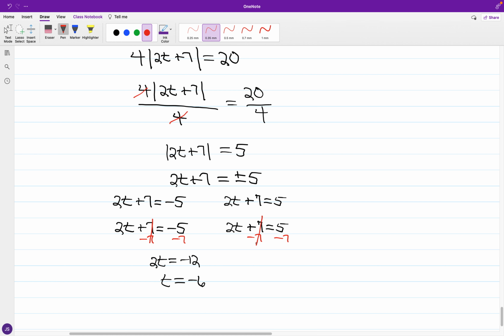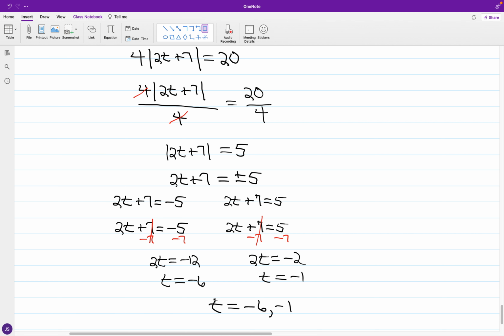And for 2t plus 7 is equal to 5, if I take 7 away, we'll have that 2t is equal to 5 minus 7, that is negative 2. And if I divide by 2, we have that t equals minus 1. So we have two negative values for t in this instance. And so we have minus 6 and minus 1.